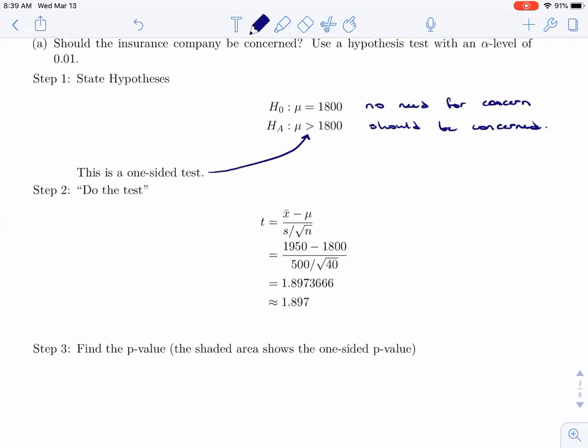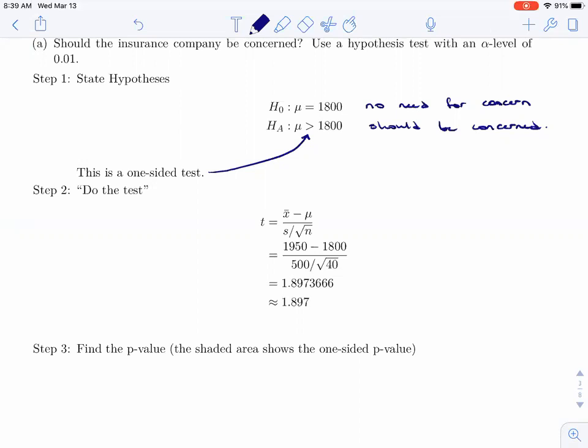Again, your null and alternative hypotheses are laid out. You have to figure out what mu naught is, the value that you're comparing your sample mean to. But then when you're ready, you can do the test. When you have your hypotheses laid out, you can do the test.